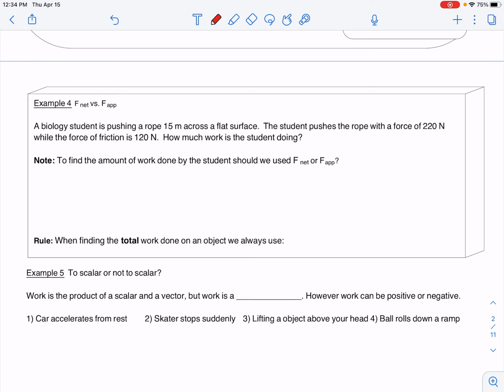All right, one more example problem here. Pause your video. When you're ready, we'll begin again. Quick reminder: work is defined by what force you apply on the system.